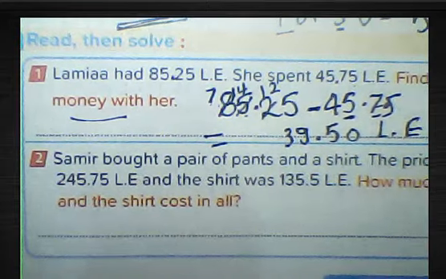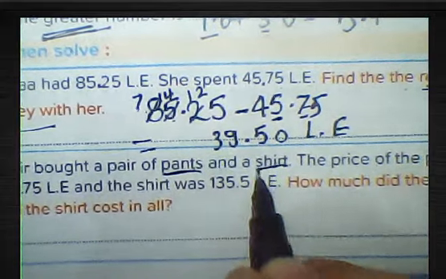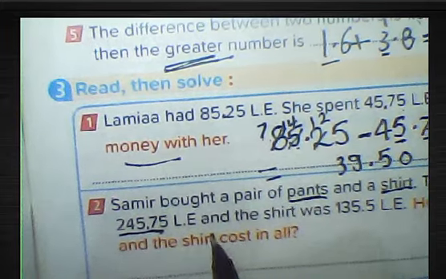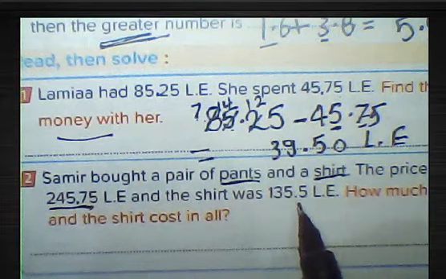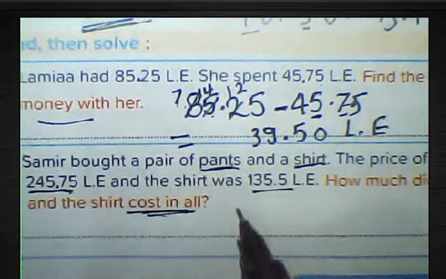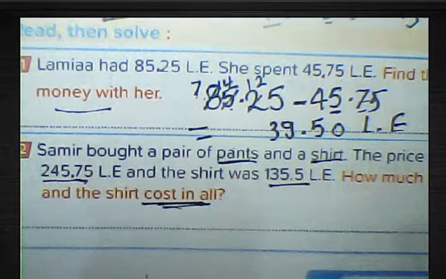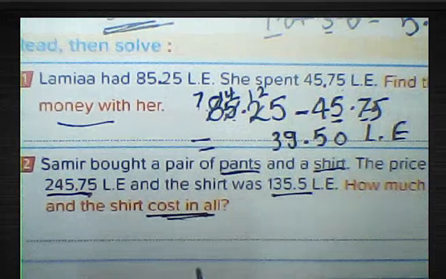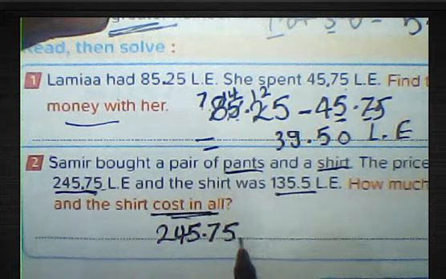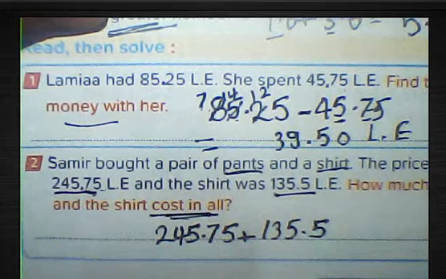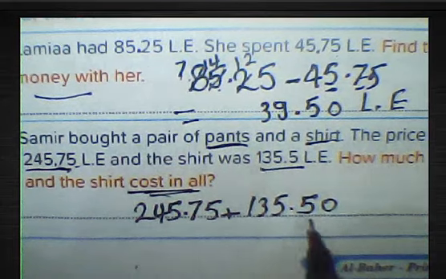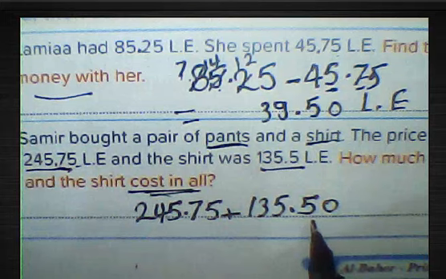Question number 2. Samir bought a pair of pants and a shirt. The price of a pair of pants was 245.75 Egyptian lira. And the shirt was 135.5 Egyptian lira. How much did the pair of pants and shirt cost in all? In all means the sum of money. You must add them to find the cost in all. Write 245.75 plus 135.5. You must equalize the places here to find the result. Put zero behind this number because we have one digit in the decimal.